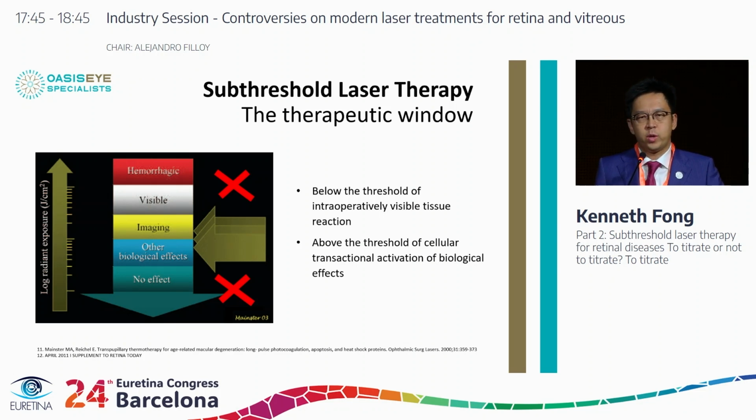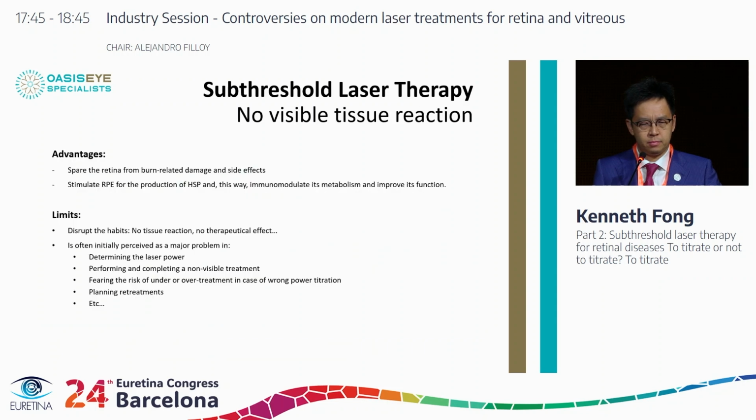So we feel that it's important that you try and give the lowest possible power treatment, but get the best possible effect. So the advantages of no visible tissue, subthreshold laser is to spare the retina from burn-related damage or side effects. You stimulate the RPE to produce the heat shock proteins and immunomodulate the metabolism and improve its function.